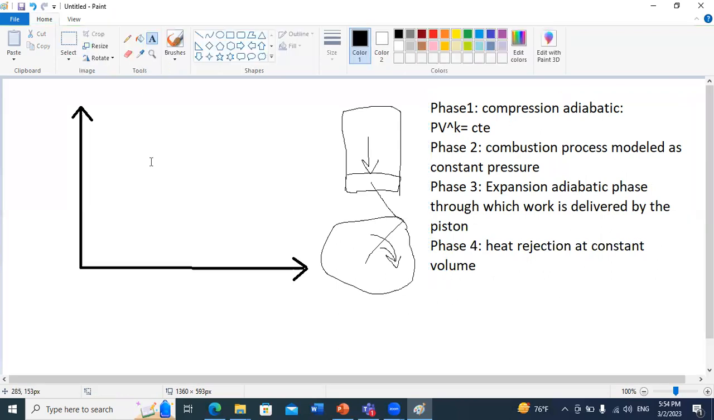If I give you this description, you should be able to draw your cycle. Let us try to do this together. If we want to draw it on a PV diagram, pressure versus volume: first, they told us that the first phase is adiabatic, and it's governed by the equation PV^K is a constant. So it's a curve for which when pressure increases, volume will decrease, because they are inversely proportional.